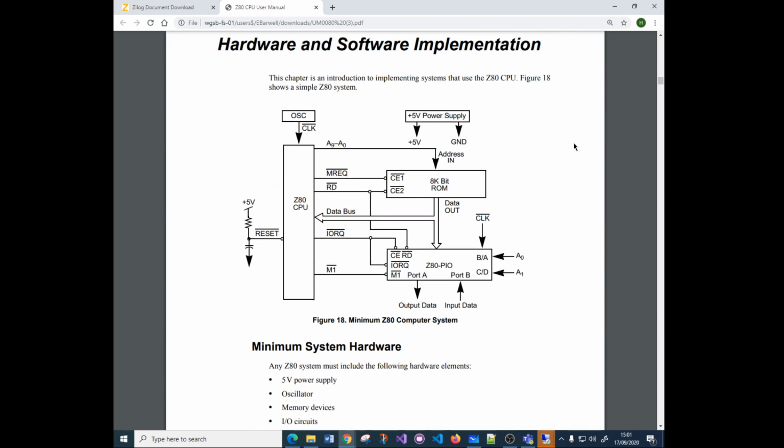And there you go. There is the block diagram that Zilog used to represent the Z80, showing all the external elements. You see how they've drawn the data bus with a thick banded arrow.